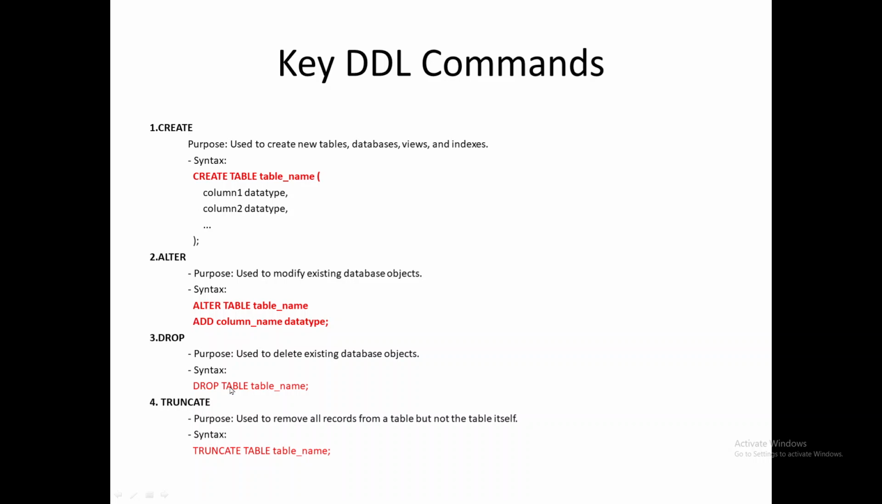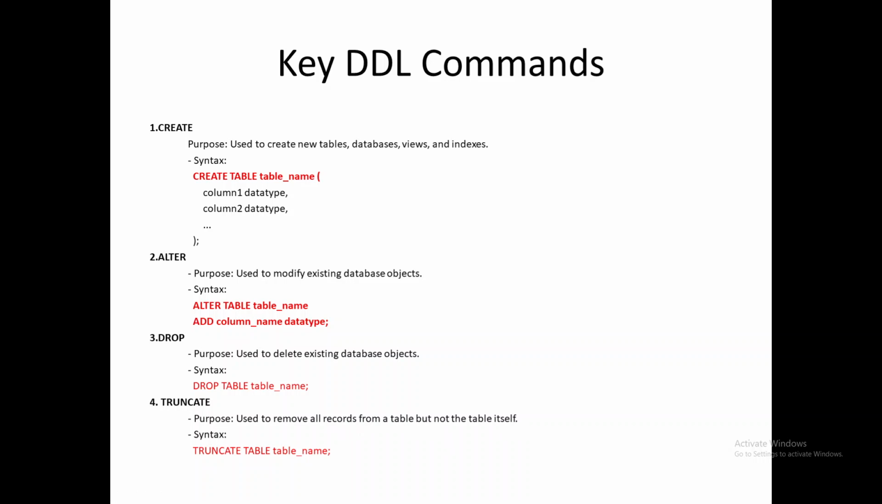For drop, when you have an object in the database and you need to drop it, for example I want to drop the table, I would use drop table name, done. Then there is one more DDL command called truncate. It is used to remove all the records from the table but not the table itself. What does that mean actually?